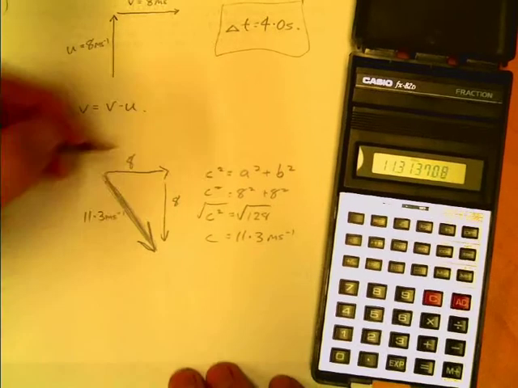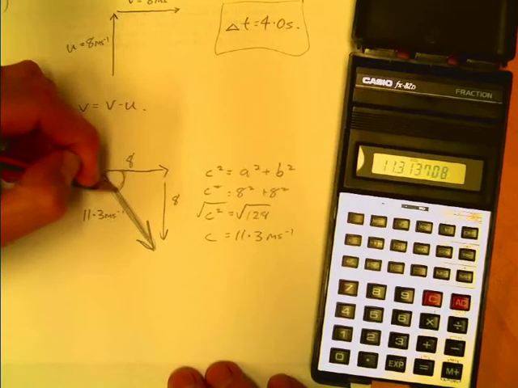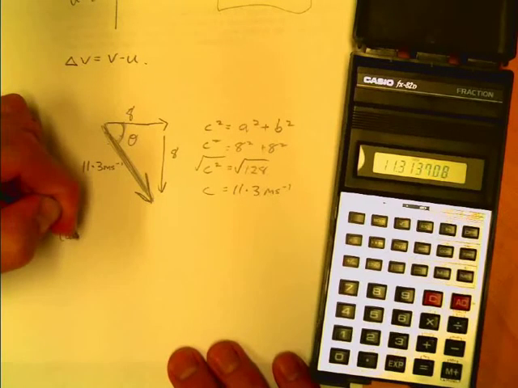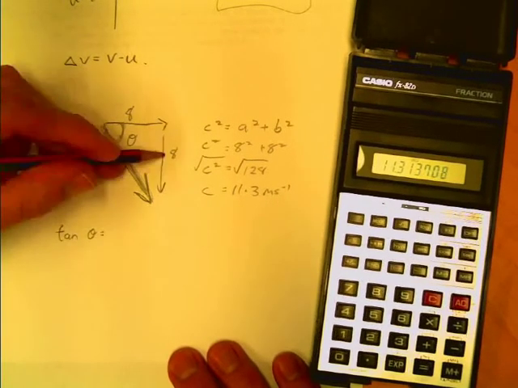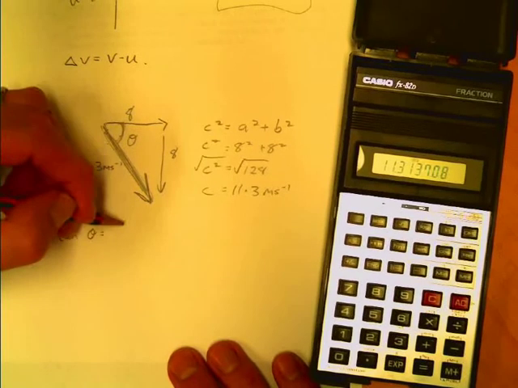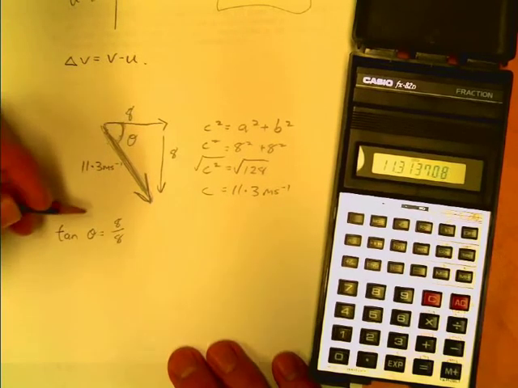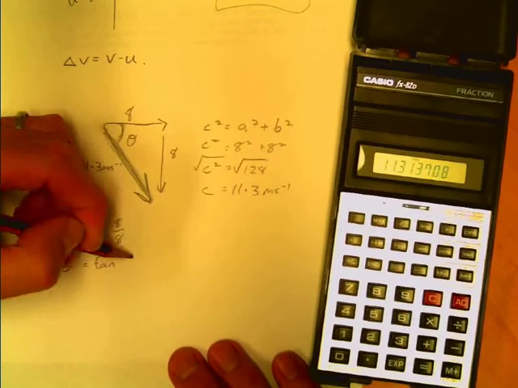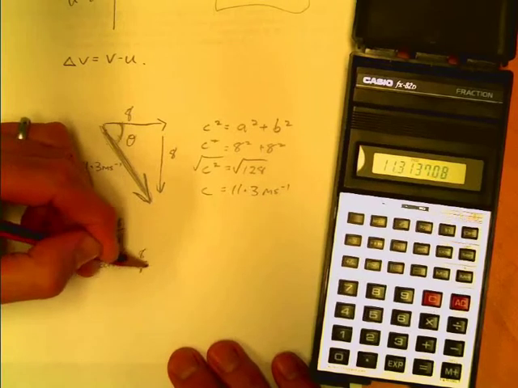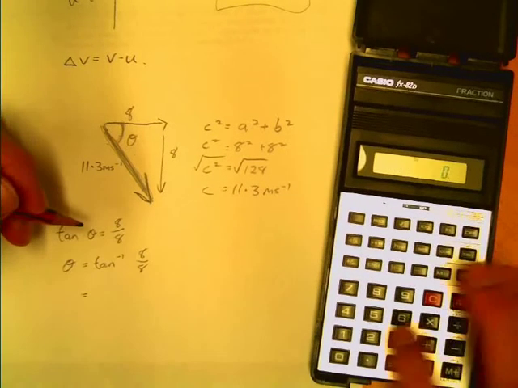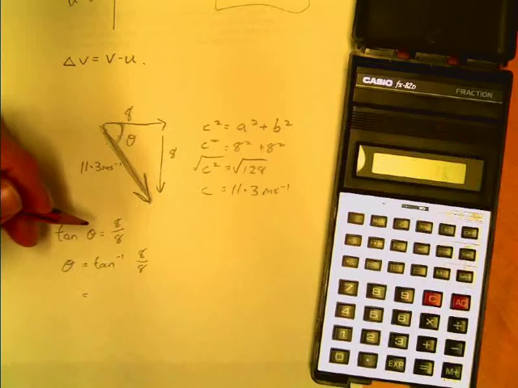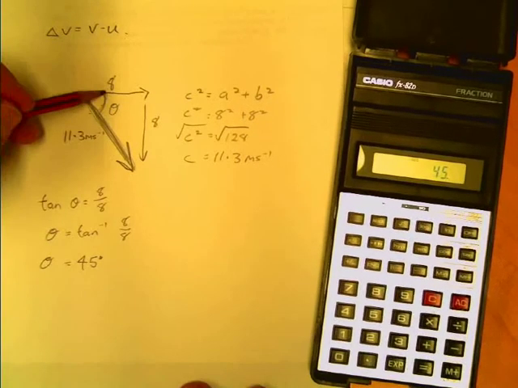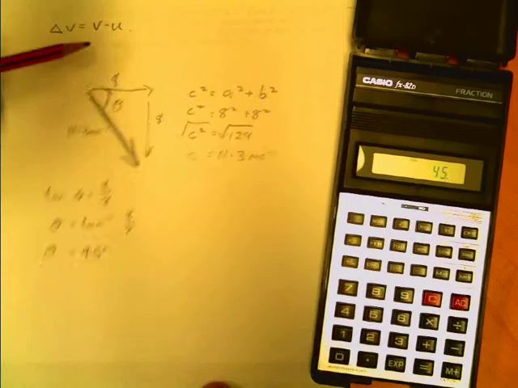Fine. Now we need a direction. So let's find out what theta is in here. Tan theta equals opposite over adjacent. So theta is the inverse of tan of 8 over 8. 8 over 8 is 1. Inverse of tan of 1 is 45. So this is 45 degrees in here.